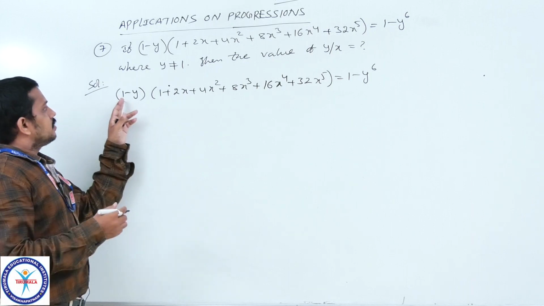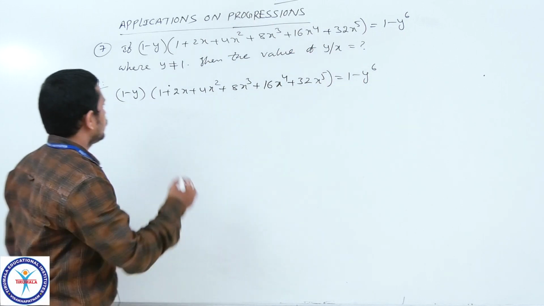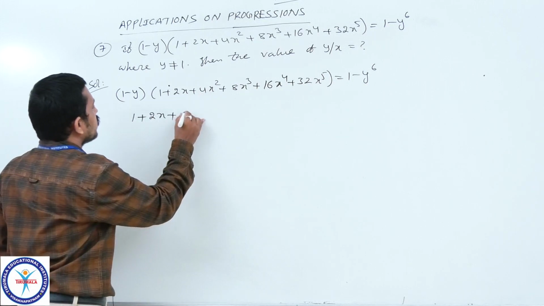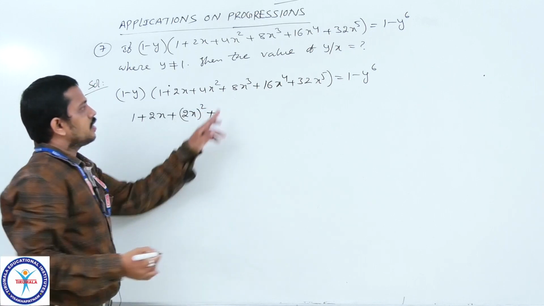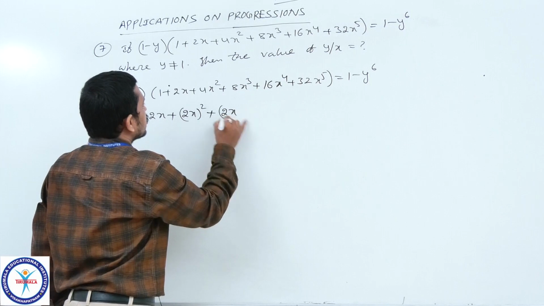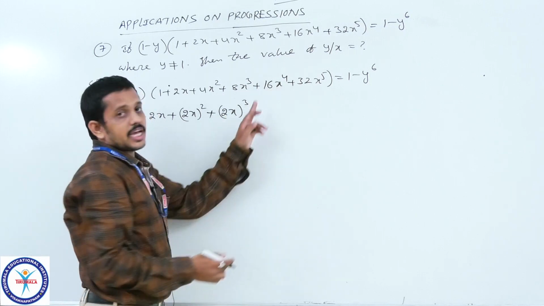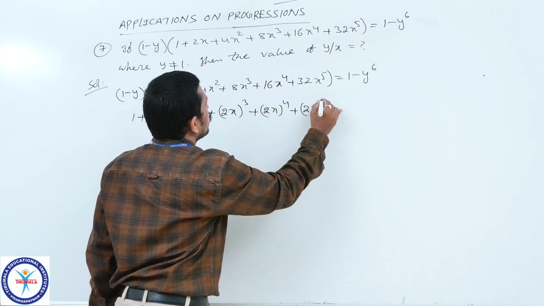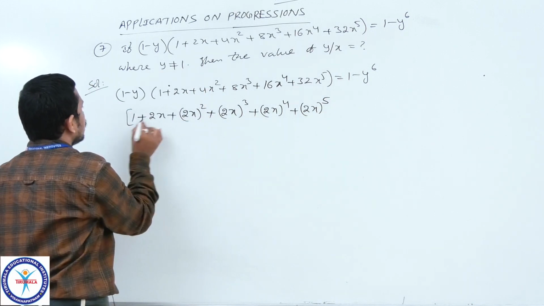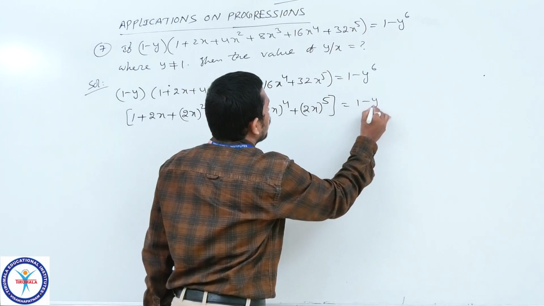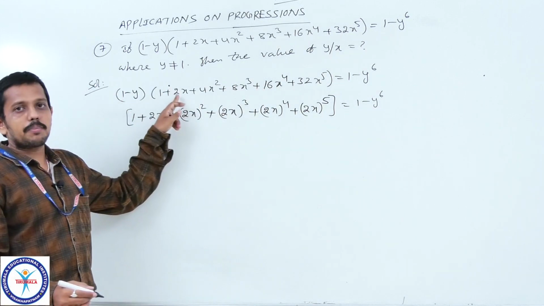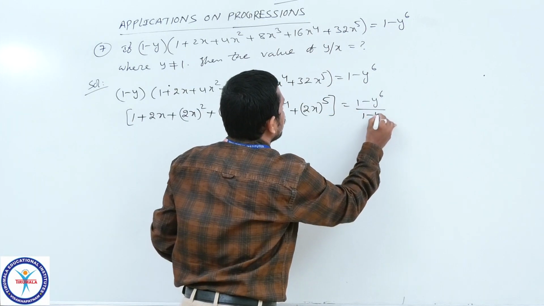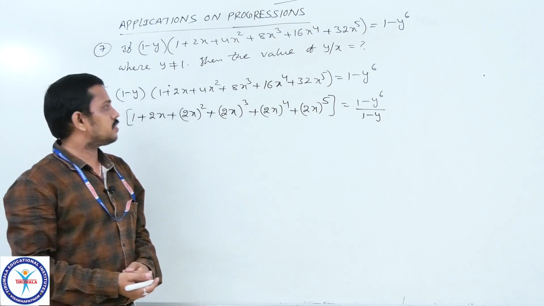Here we can take 1 − y on the right side. Then this will be equal to 1 + 2x + (4x² is equal to (2x)²) + (8x³ is equal to (2x)³) + (16x⁴ is equal to (2x)⁴) + (32x⁵ is equal to (2x)⁵) is equal to (1 − y⁶) by (1 − y). Here 1 − y is multiplied with this value, so by transposition it divides 1 − y⁶. So 1 − y⁶ by 1 − y.